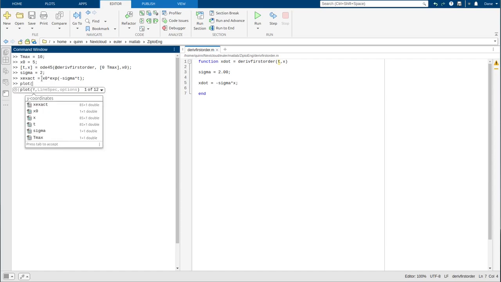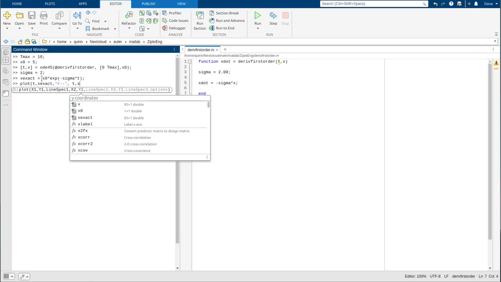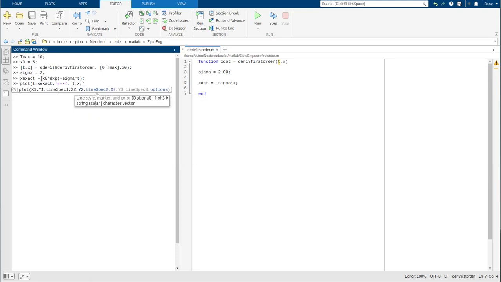All right, so let's plot this. Here I'm going to plot t comma x exact. I'm going to plot the exact solution in red, and then I'll plot the numerical solution, which was given as x, as a blue solid line. The red solution will be dashed. That's the two hyphens here. So the exact solution will be given in a red dashed line, and the numerical solution will be a solid blue line. All right, so let's hit enter.